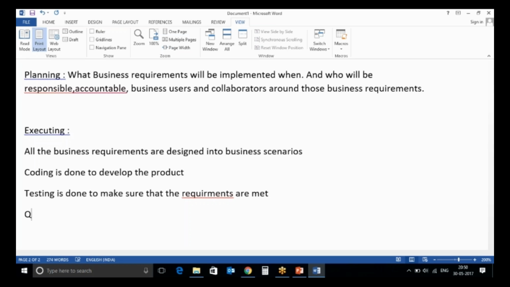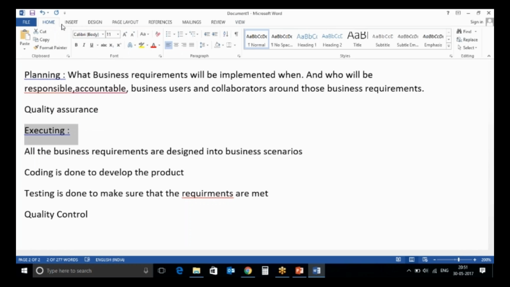And so basically quality assurance comes into planning and the quality control comes into the executing phase. Any questions around this?